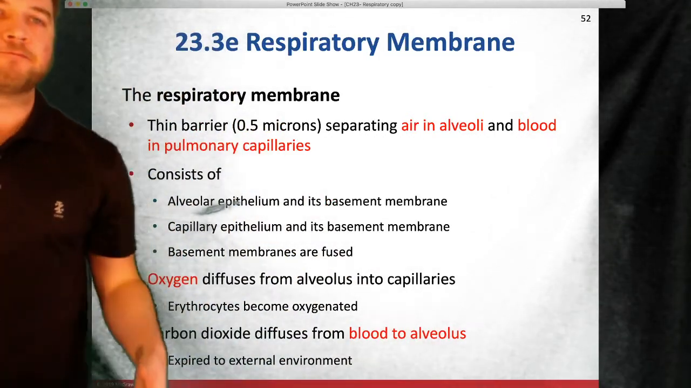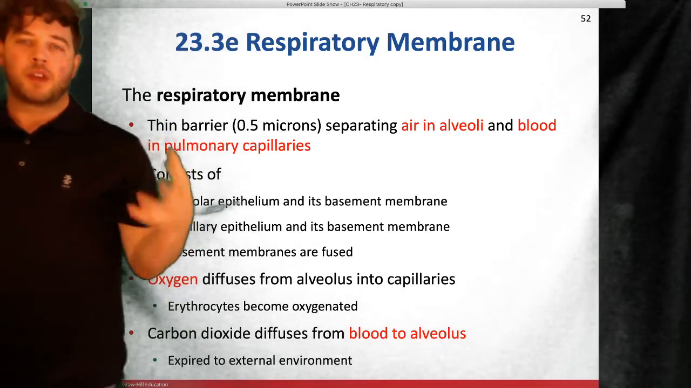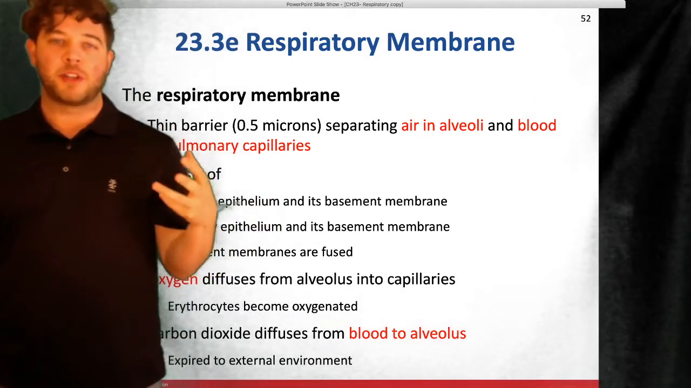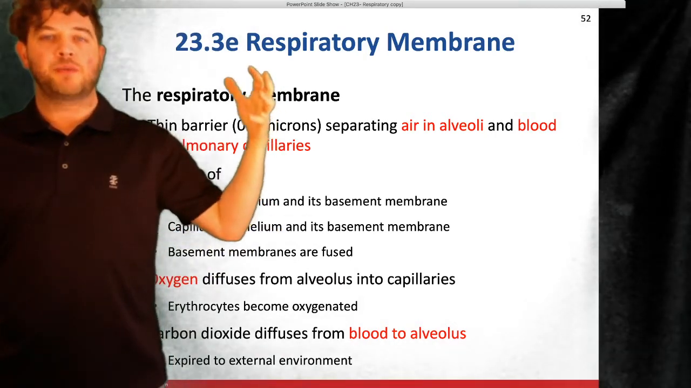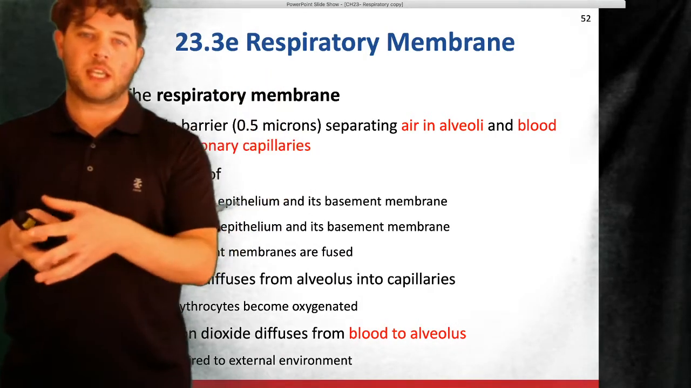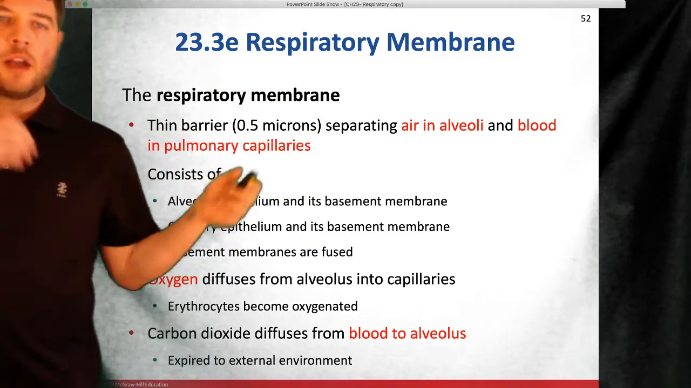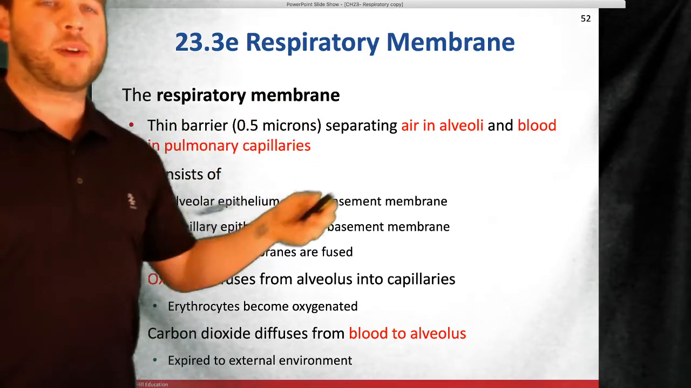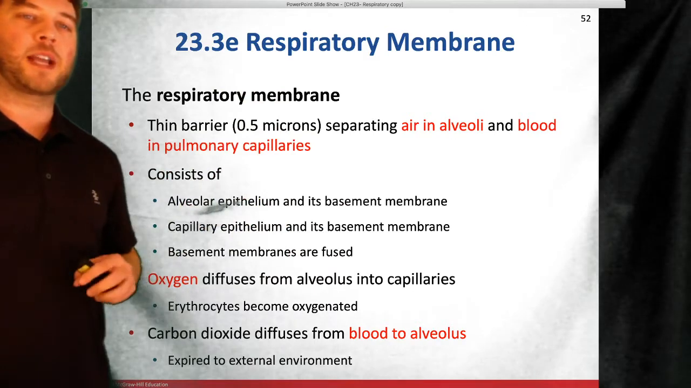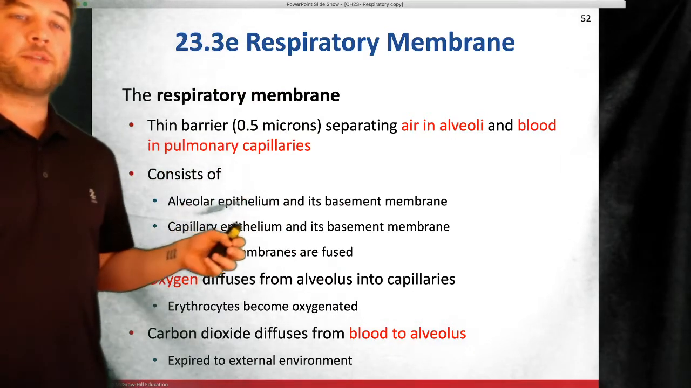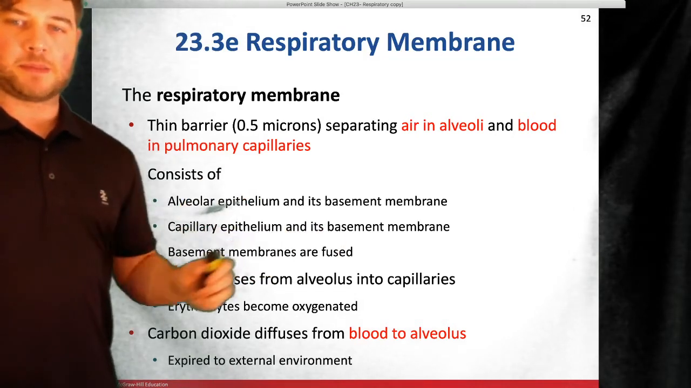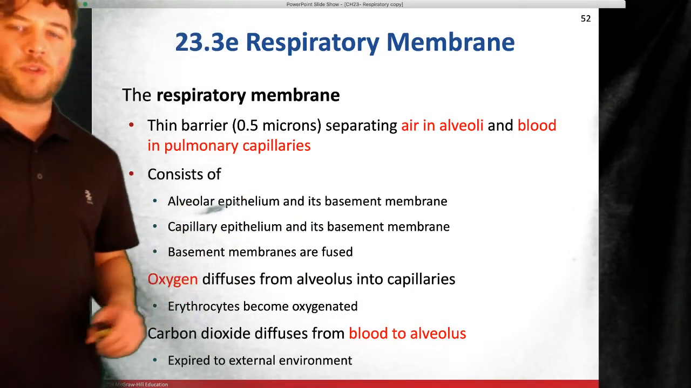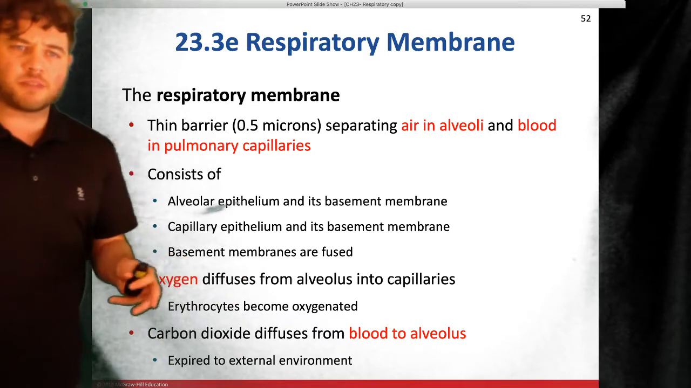Okay, so looking at this respiratory membrane, this is where the gas exchange will actually occur. You have oxygen coming from the bronchioles and the terminal bronchioles into the alveoli, diffusing into the bloodstream, while carbon dioxide from the bloodstream is diffusing into the alveoli. The respiratory membrane is a thin barrier separating air in the alveoli and blood in the pulmonary capillaries. You have your alveolar epithelium and its basement membrane, the capillary epithelium and its basement membrane, and these two are fused.